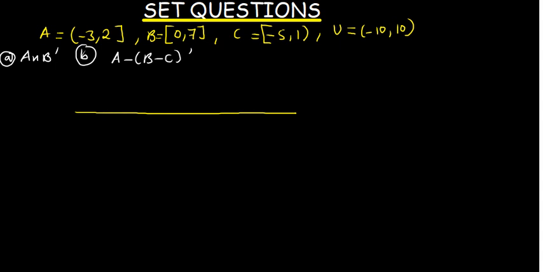The first thing I'm going to do is put first the set B. We can see B starting from 0 up to 7. And look at the type of brackets used. Those are called closed interval brackets, meaning we're including 0, we are also including 7 in B.